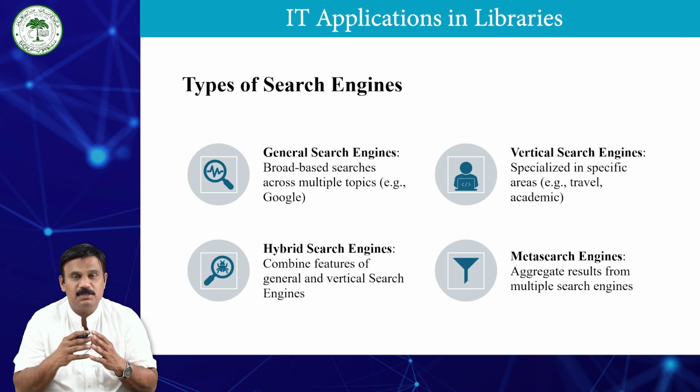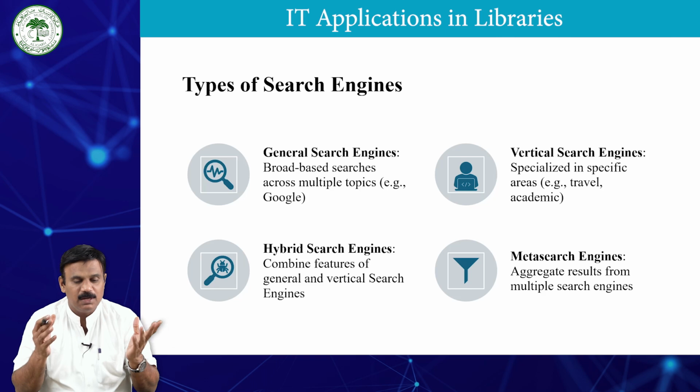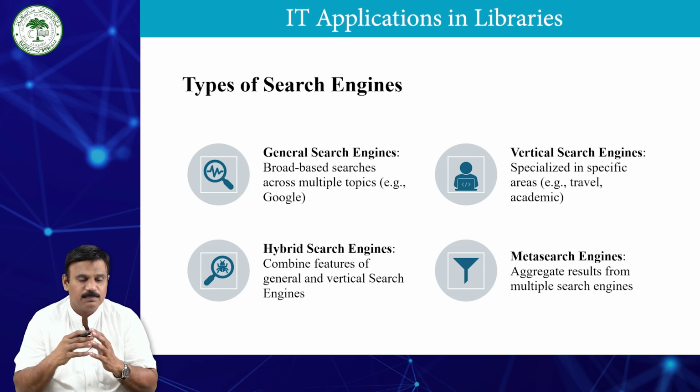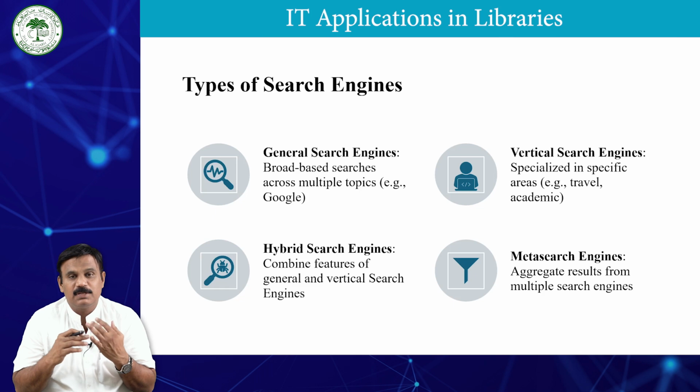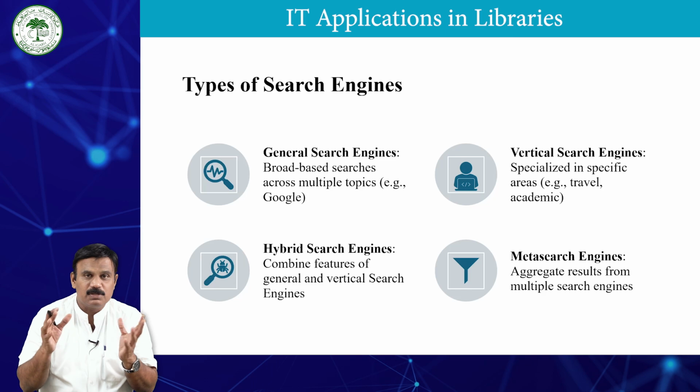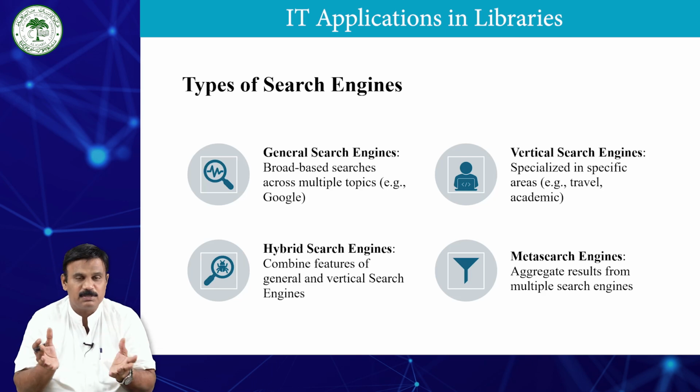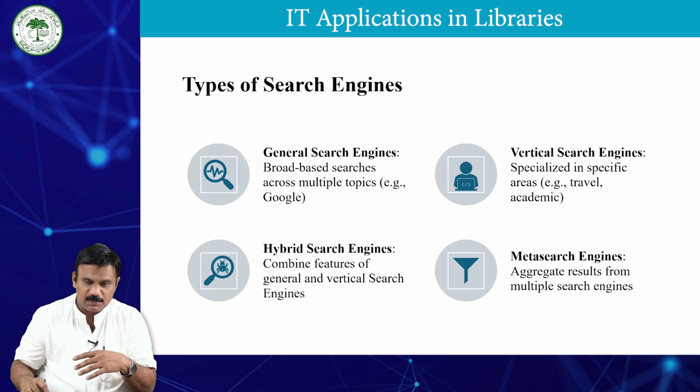And hybrid search engines, as the name indicates, are a combination of general and vertical search engines. And the fourth one is meta search engines. Meta search engines aggregate results from multiple search engines. It will search from different and multiple search engines and give the result.